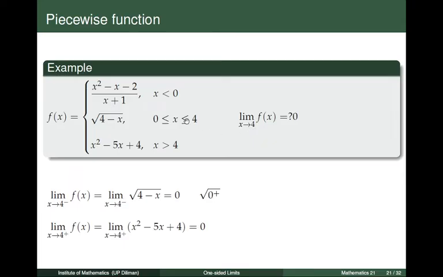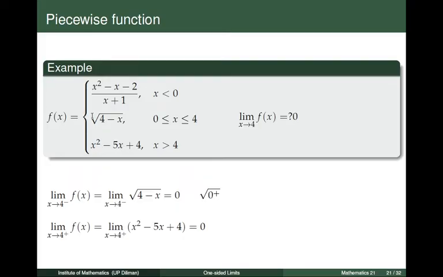Now note that 4 is a junction point of the piecewise function. So we need to consider the one-sided limits. So let us first look at the limit of the function f as x tends to 4 from the left side. This means that we want to consider x values that are very close to 4 but less than 4. So for example, you can take as a test value the point 3.999999.